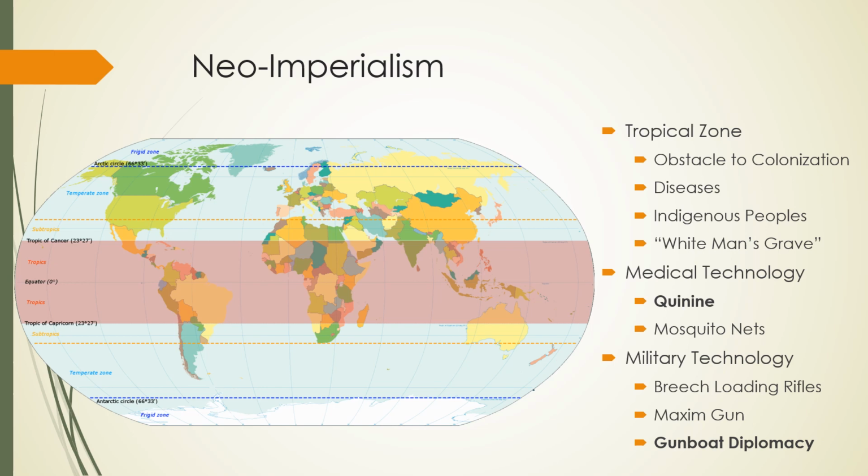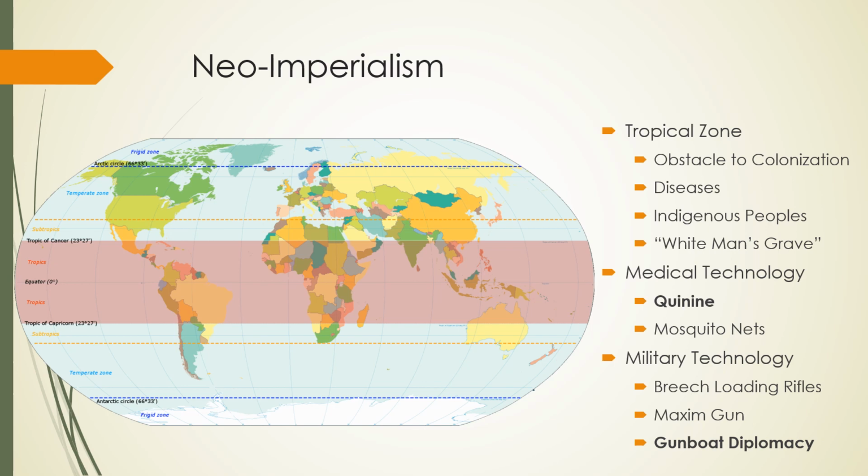When we look at a map of the world, the areas that are being colonized in the late 19th century and early 20th century are in the area that would be highlighted in that red or pink stripe there across the middle of the map. That is the tropical zone.